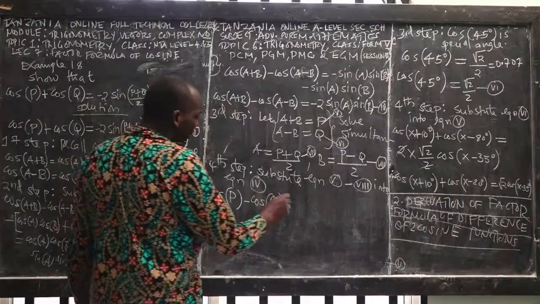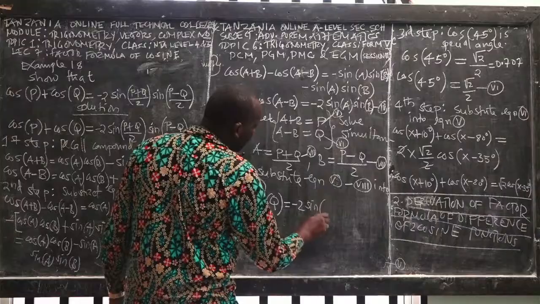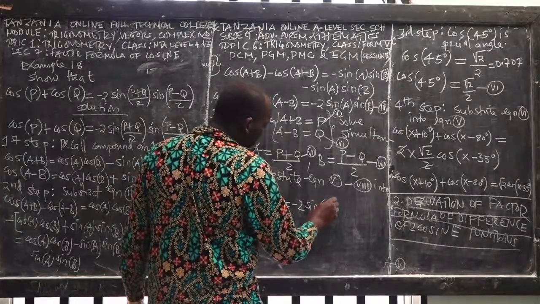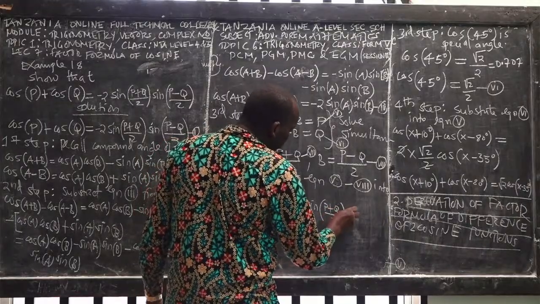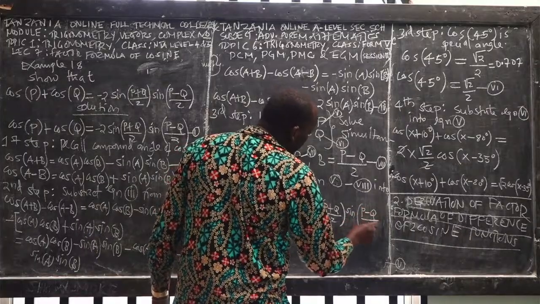Then on the left-hand side you're going to have negative 2. Then you have sine of (P plus Q) over 2, and also multiply by sine of (P minus Q) over 2.